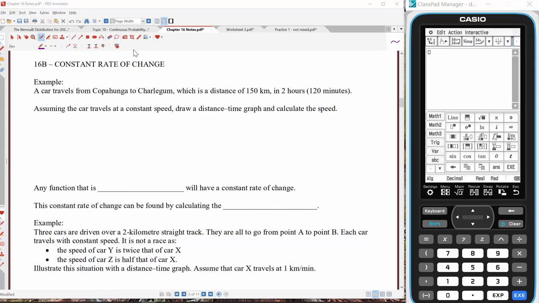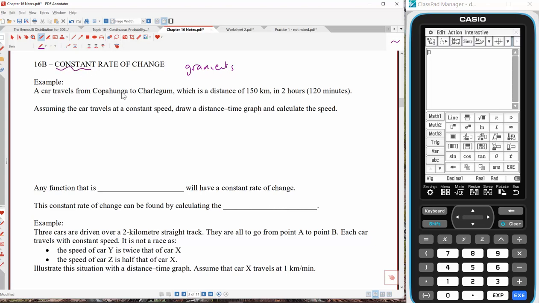Last lesson we talked about rates of change, and recall that rates of change are simply gradients. We can have a positive rate of change, that's a positive gradient. We can have a negative rate of change, that's a negative gradient. We can have a zero rate of change, which is zero gradient. What we're going to do today is talk a little bit more about the constant rate of change.